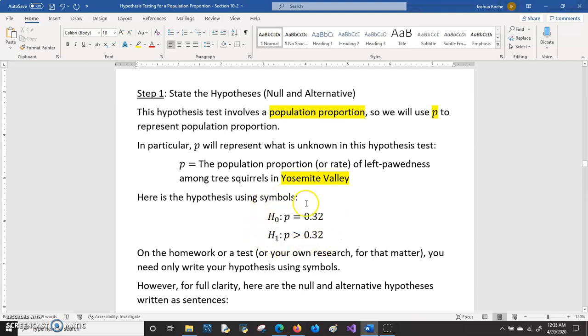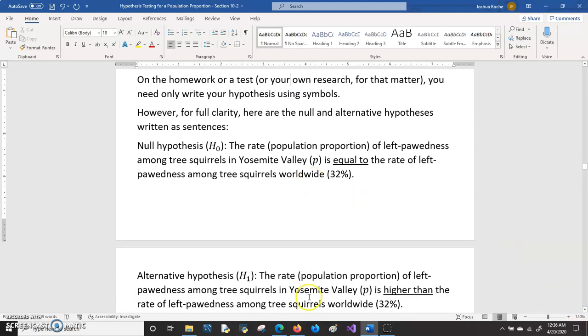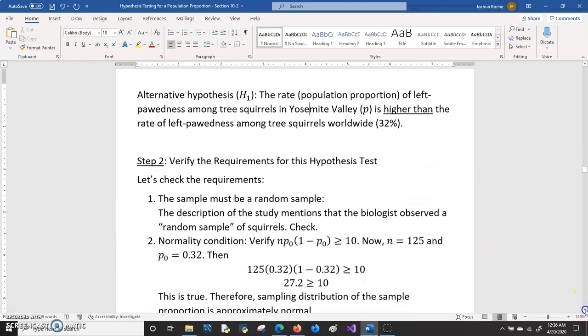And just a reminder that on the homework or a test or a quiz or in your own research, you typically just have to write your hypothesis using symbols like this. You don't necessarily have to write a hypothesis as a full sentence. But in the notes, I have written these as sentences for clarity in case you would like to read the meaning of those hypotheses. We'll go on to step 2.